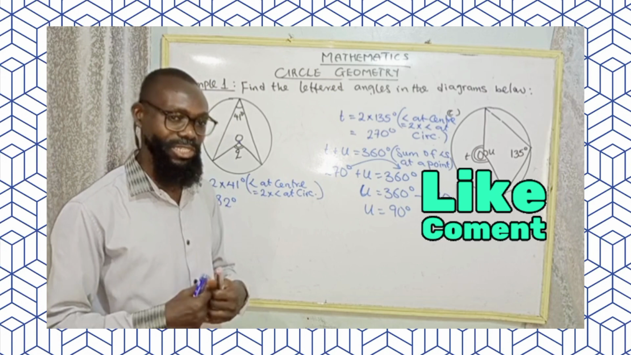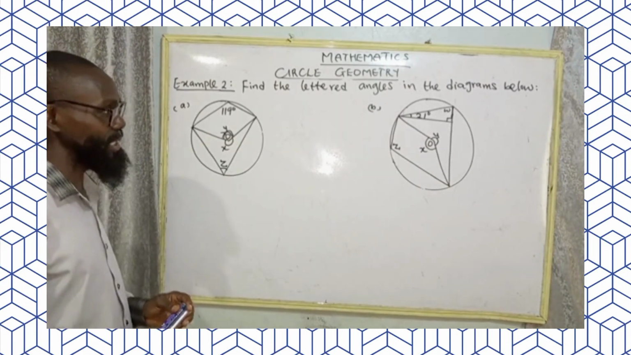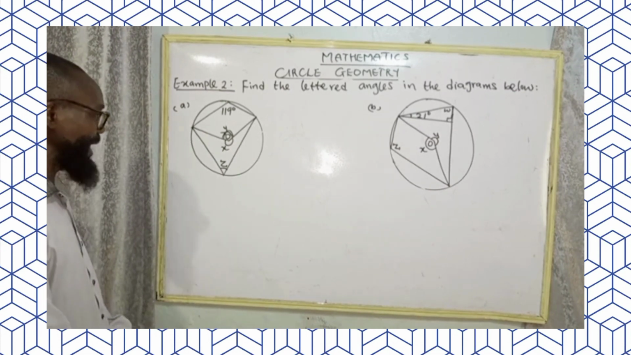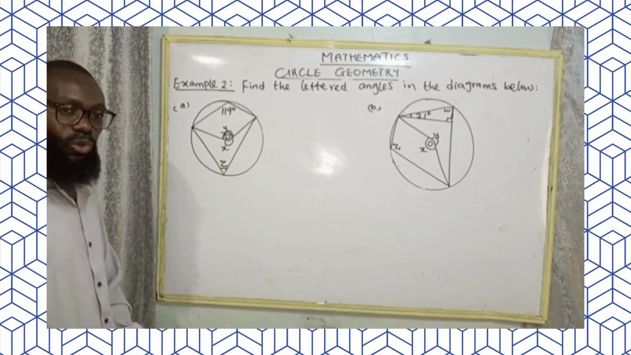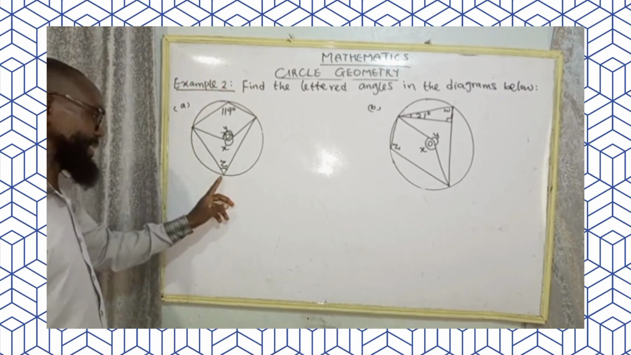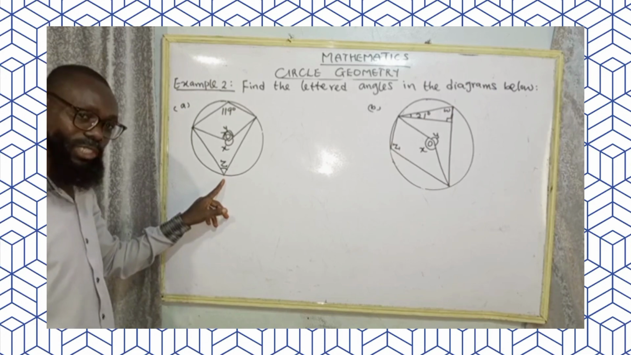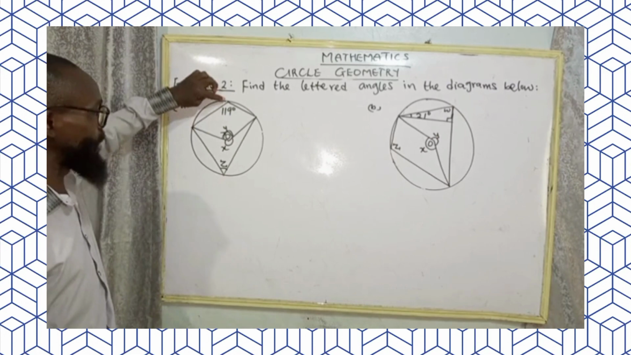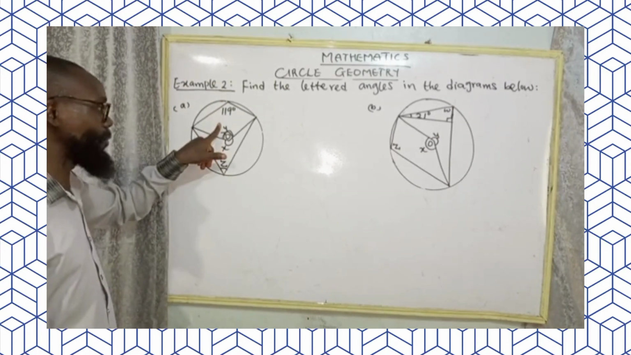So let's move on to the second example. Example 2. Find the lettered angles in the diagrams below. The first one, we want to find the value of x, y, and z. Now let us try to locate our angle on the circumference, which is this 119, and this z. So 119 and z, they are angles on the circumference. Now where is the center of each? The center of 119 is x, while the center of z is y.